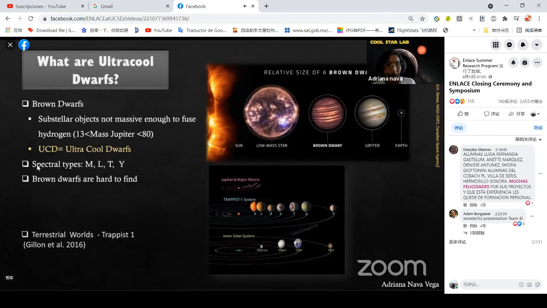The astronomers use the spectral types to classify the stars according to their relative surface temperatures, and specifically for the brown dwarfs, we have the types M, L, T, and Y. The brown dwarfs are hard to find. An interesting aspect of these brown dwarfs is that there are planetary systems around them. It is the case of the TRAPPIST-1 system, where terrestrial-sized worlds have been detected. So we want to find more brown dwarfs, but they are hard to find.